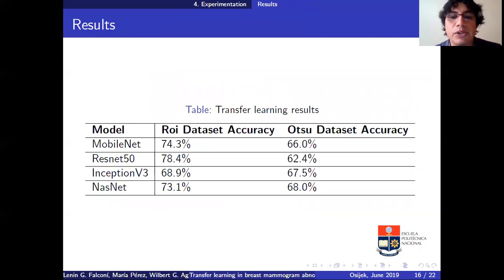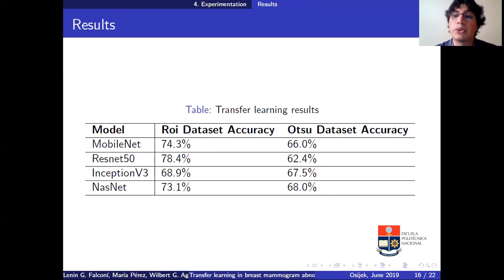The results are shown in this table. You can see that for what we call the raw dataset, that is the one that has the mass and also the breast tissue, the best model that classified the pictures is ResNet 50. We consider this because we needed to compare MobileNet and NASNet with previous works.